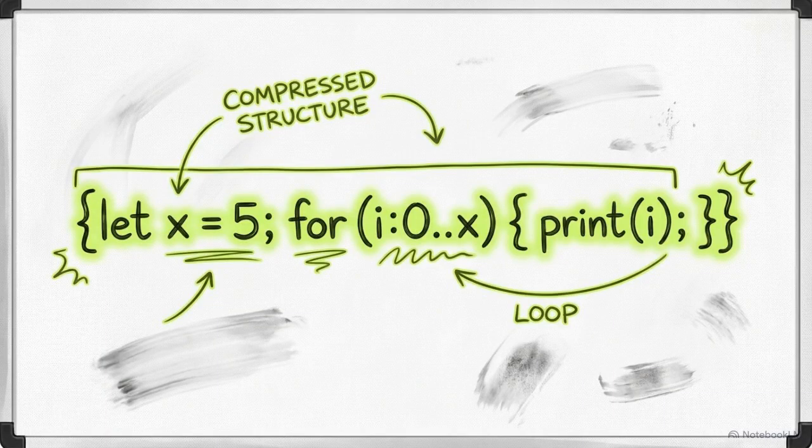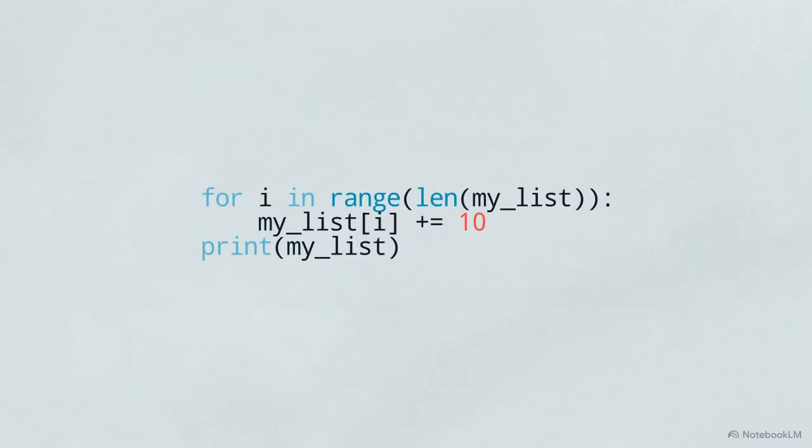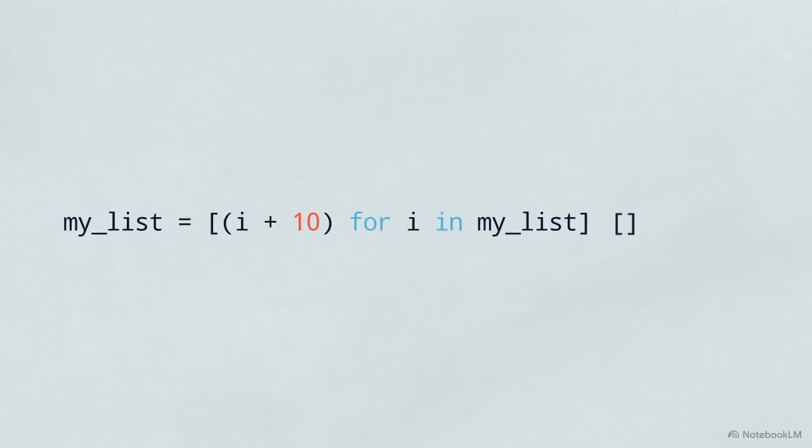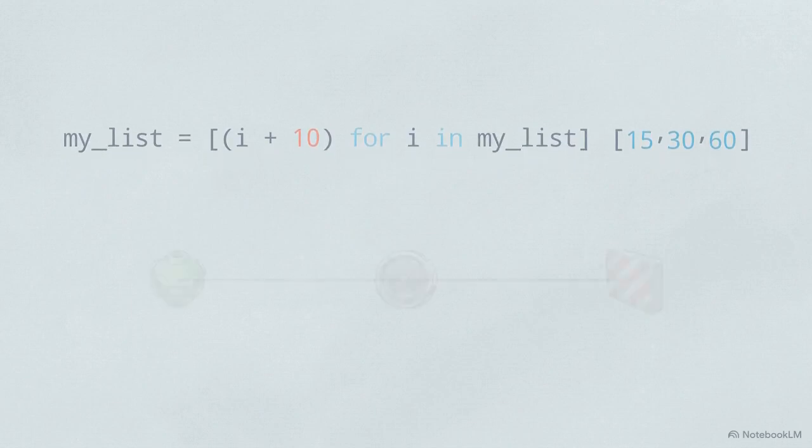For definite iteration, the most efficient optimization is the list comprehension. As shown here, a standard 3-line for loop designed to modify elements in an array can be translated into a single line of code. This abstraction reduces code bloat and allows the Python interpreter to execute the logic more efficiently.